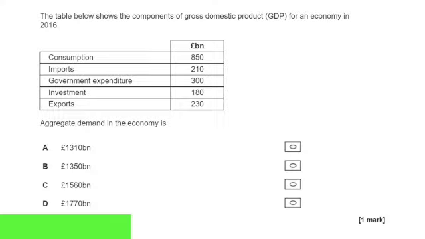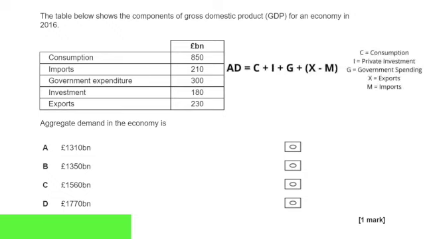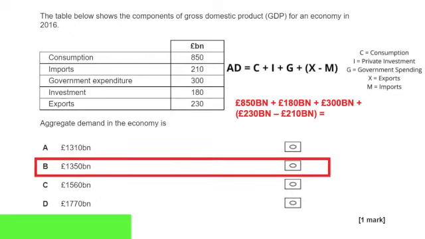To start off with, we're going to look at components, and this is via aggregate demand. So we've got all the components of the aggregate demand formula: consumption, investment, government expenditure, and exports and imports to allow us to see net exports. All we can do is show this by the formula. So we've got 850 billion plus 180 billion plus 300 billion plus net exports of 230 minus 210. If you add them all together, what you'll get is B.